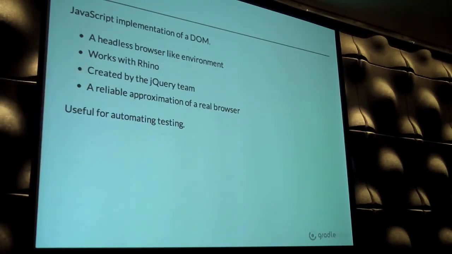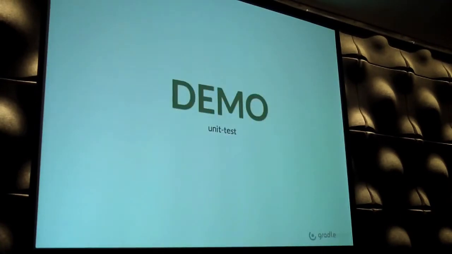It does work with Rhino. There's a specific version for that. And it's a reliable approximation of a real browser. It's not a real browser, but if we're talking about JavaScript unit testing, we're not talking about testing browser features. We're unit testing JavaScript code. And this is more than enough of an approximation for JavaScript unit testing. Why wouldn't you use Phantom JS for that? It's not as easily automatable, in that you need to pre-provision Phantom JS, install it in different locations, etc. There are some other reasons. It'll become a little bit clearer as we get there.